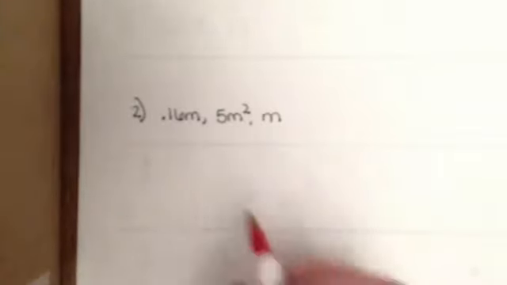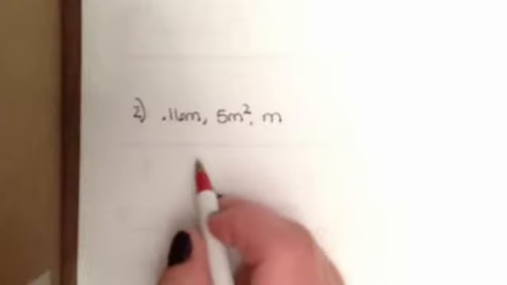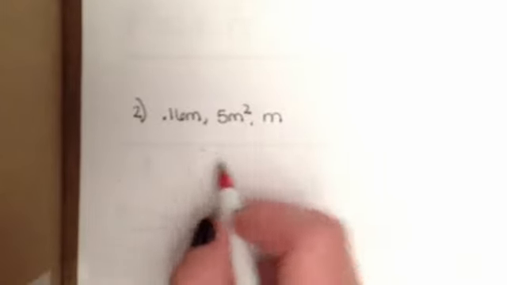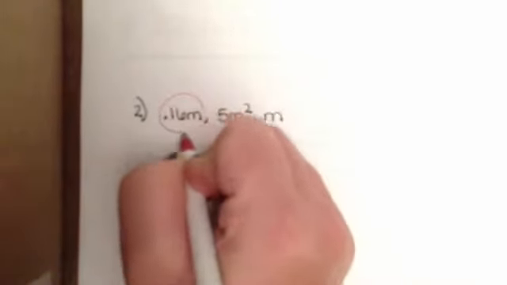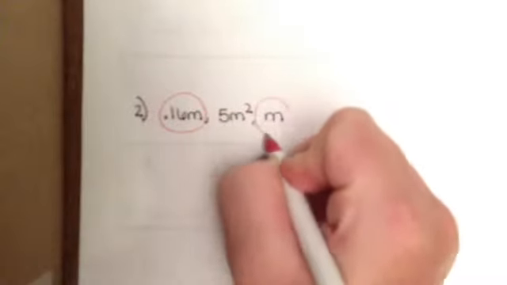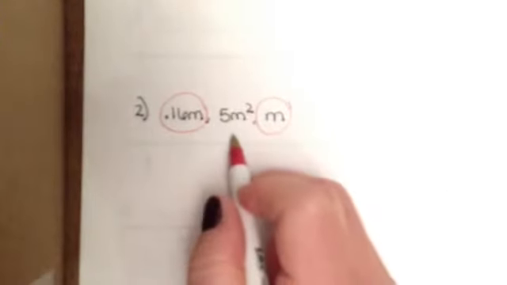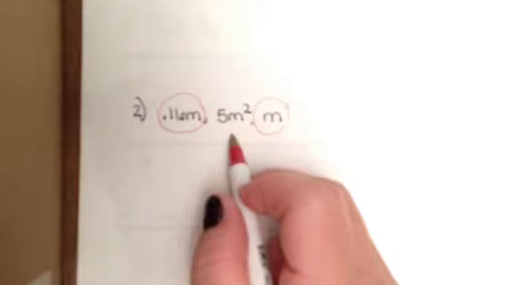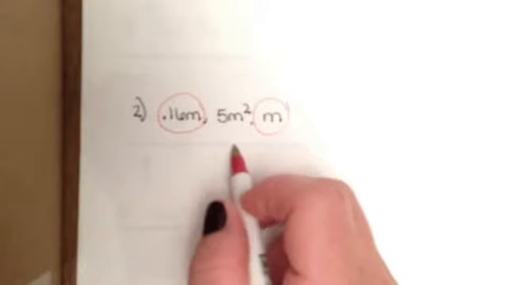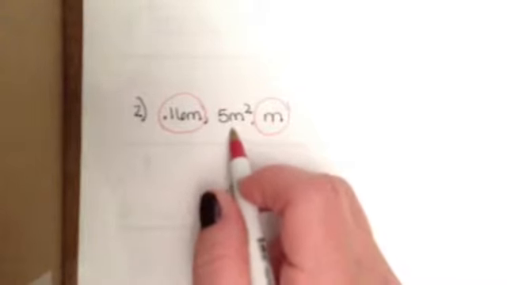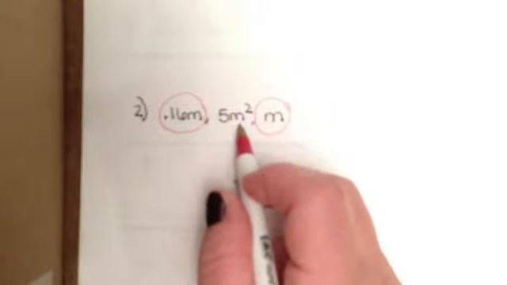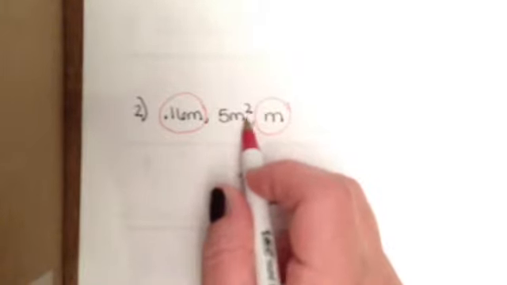Let's go over this one together now. What pieces match? Hopefully you circled 0.16m and m. Why does 5m squared not match the others? Right, 5m squared does not match because it has a squared.